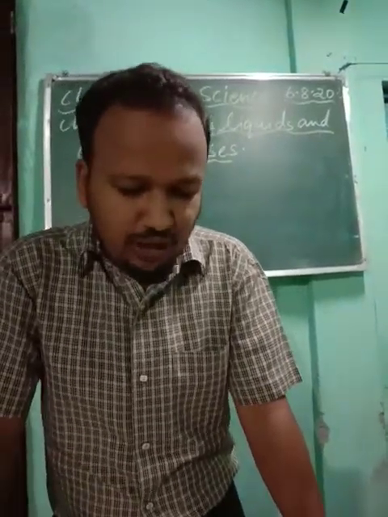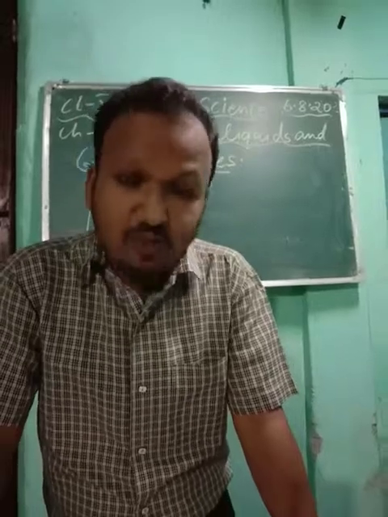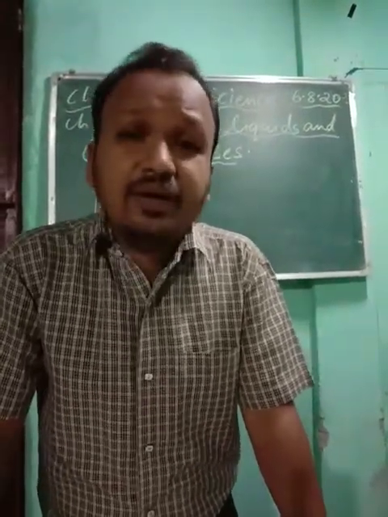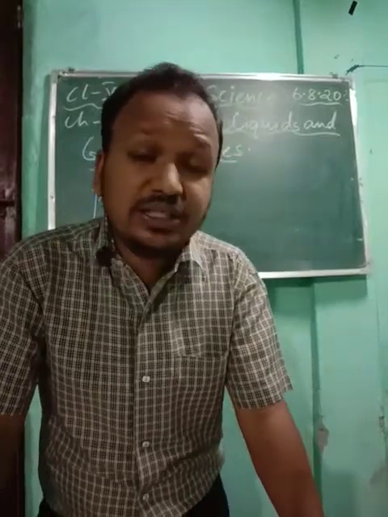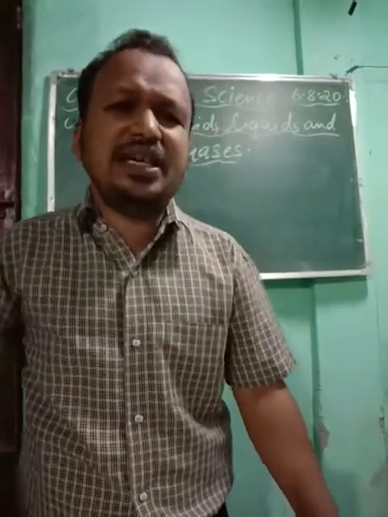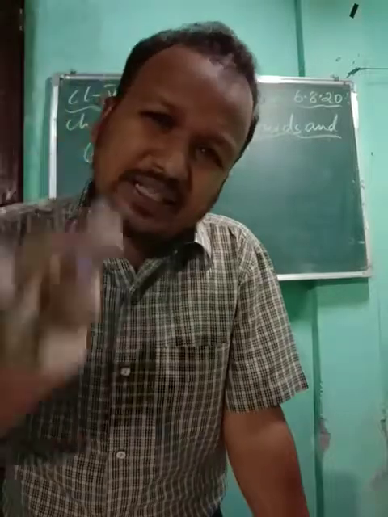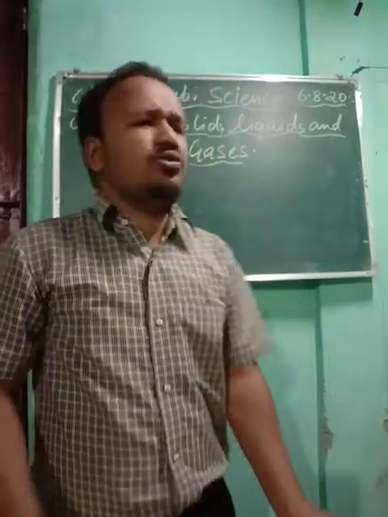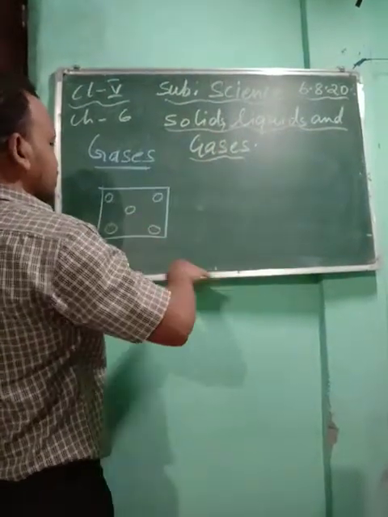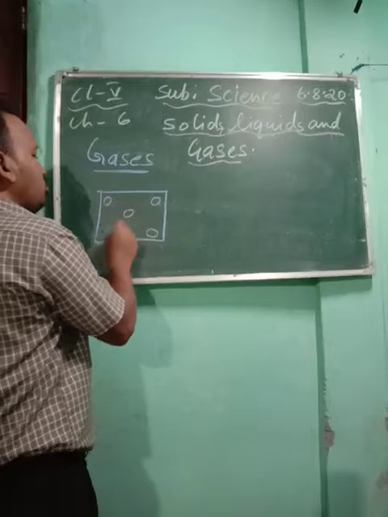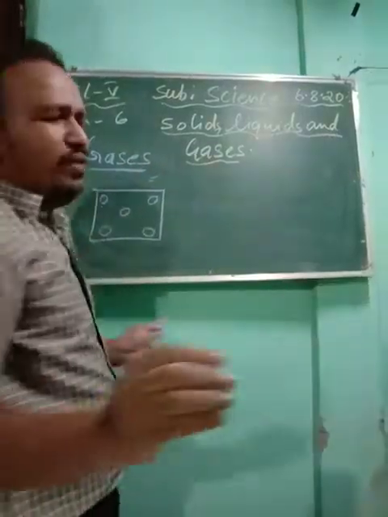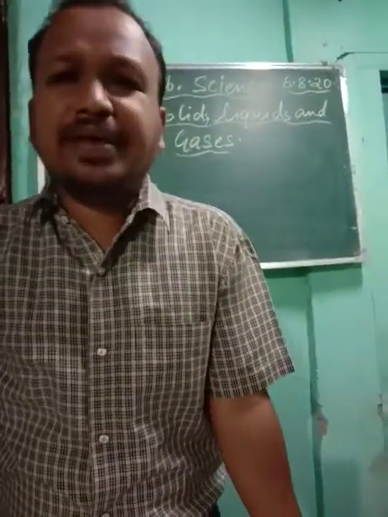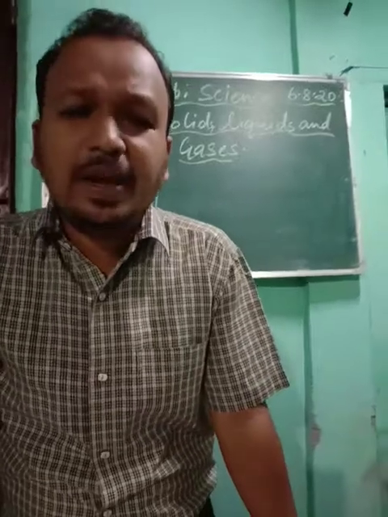Now they do not have a fixed volume. They take the volume of the container in which they are kept. An LPG cylinder, for example, will take the shape of the cylinder only, so gas does not have a fixed volume. Now, they can flow in all directions. Why? Because the molecules in gases are very loosely packed.